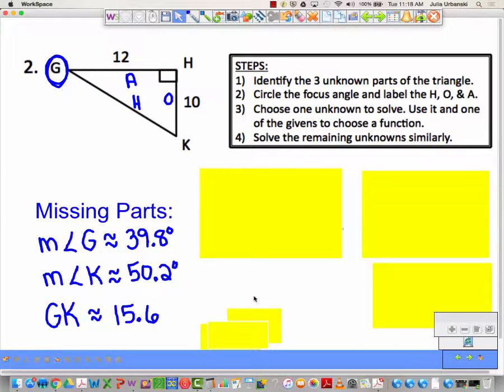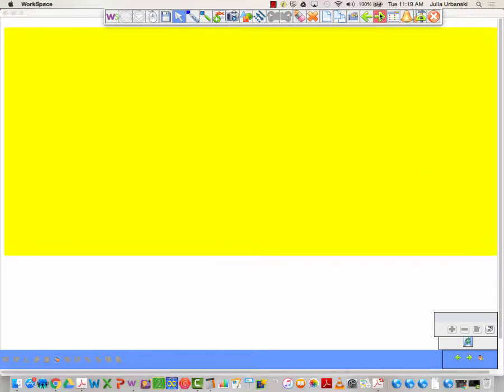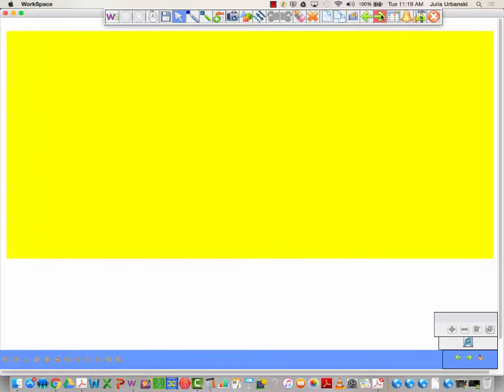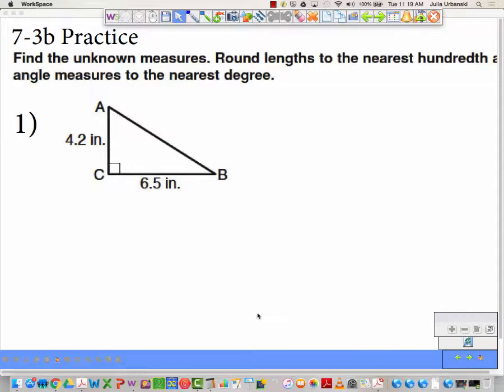Look at number 1 and write down the 3 things that are missing before we discuss it. Write down the 3 things that are missing. Three things that are blank. In this case, I see 2 angles that are blank, and I see a side that is blank. Write those down. Turn to the right page, please.